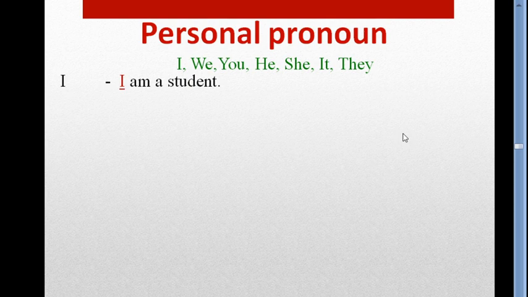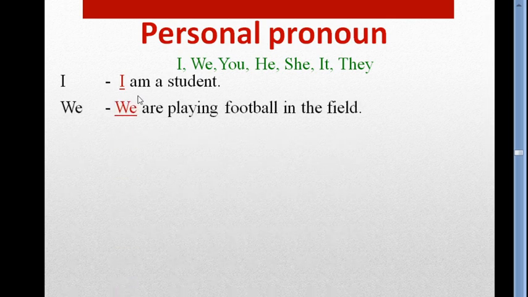I. When we use I, it is used to indicate the speaker himself. Again, you can see that I have used an example. I am a student.